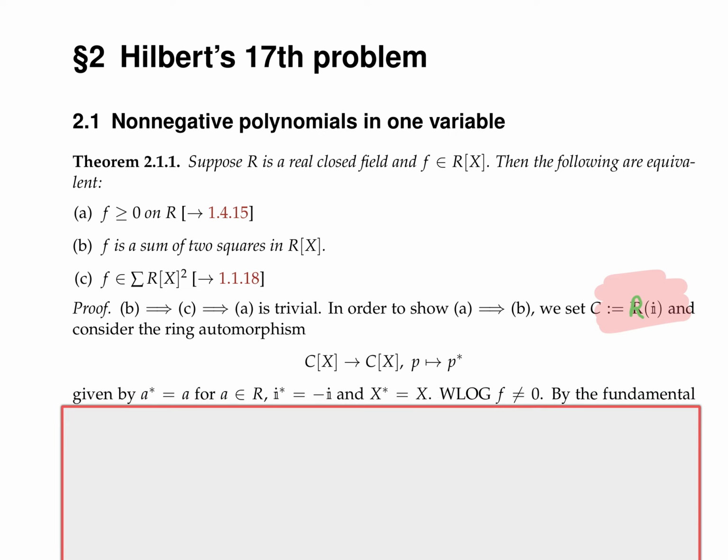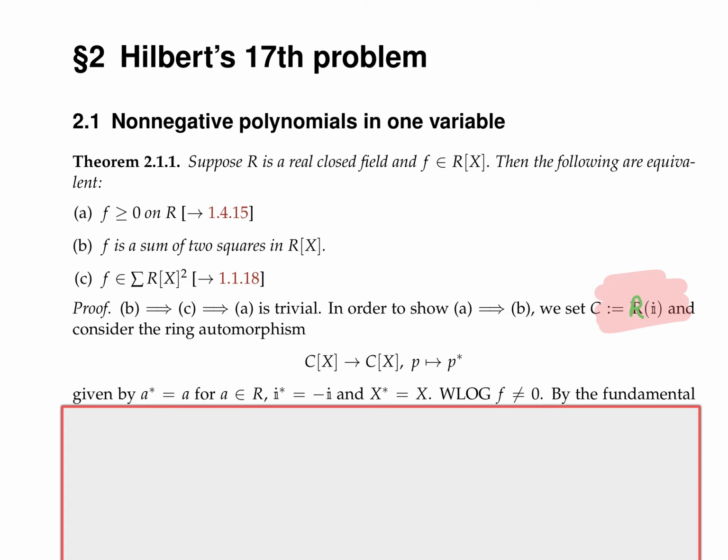And that's given by something like complex conjugation, right? For polynomials, it's like complex conjugating the coefficients of a polynomial. So on the elements of a real closed field, this should do nothing, when I extend it to C by saying that i star should be -i.